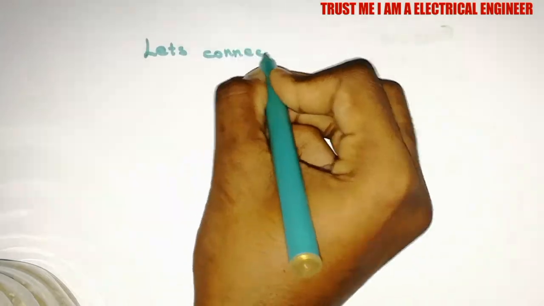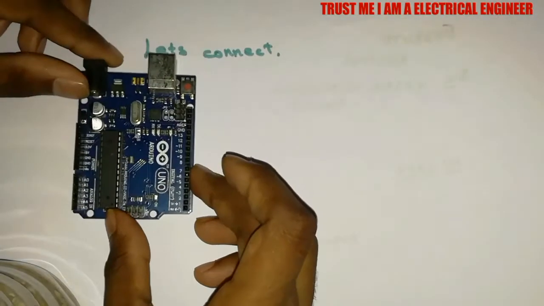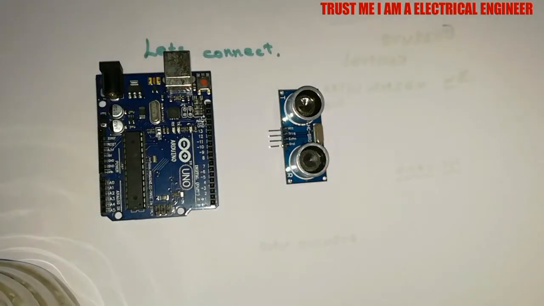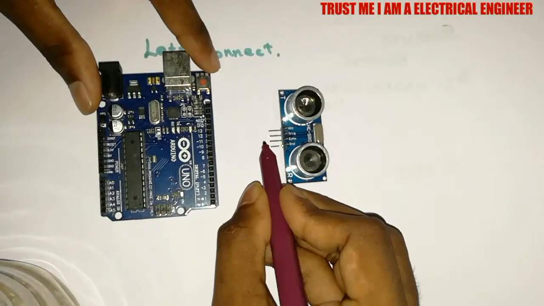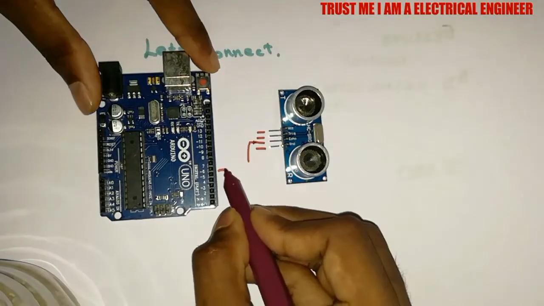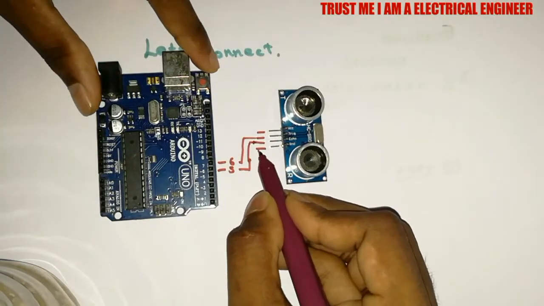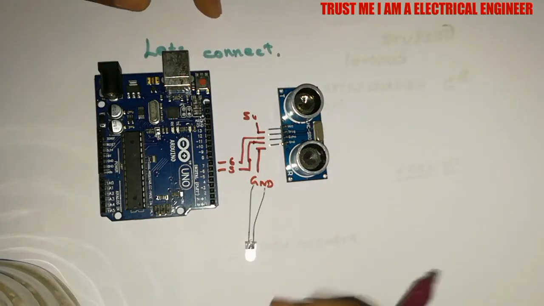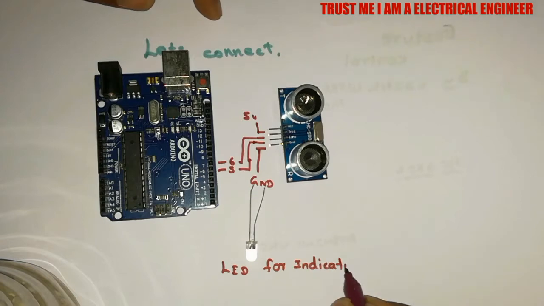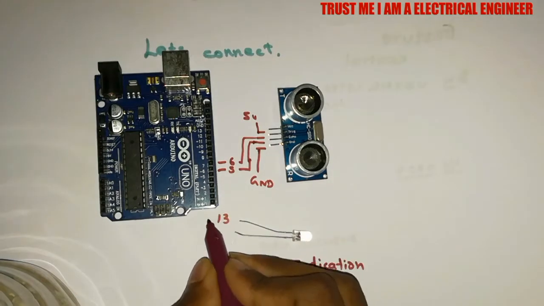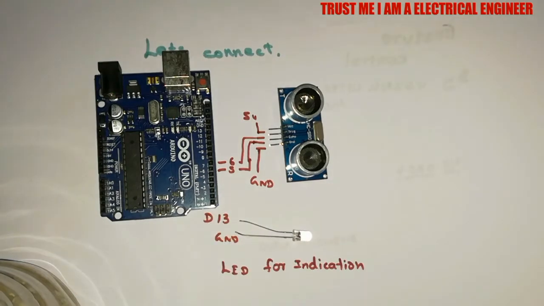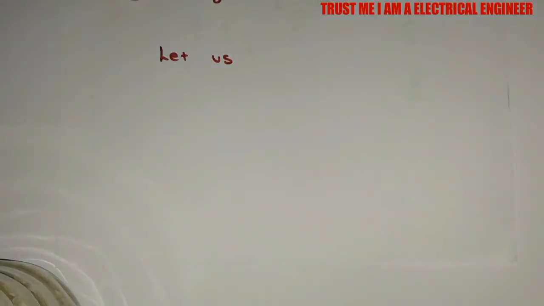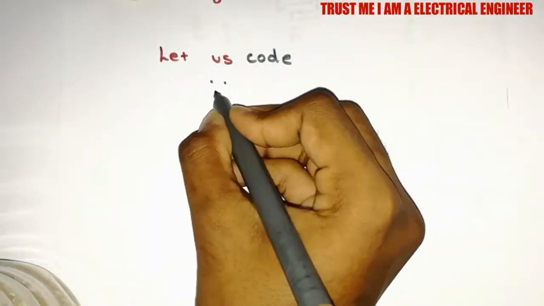You can use any Arduino board. Let's connect here. It has 4 pins: VCC, trigger, echo and ground. The trigger and echo go to digital pins 5 and 4, now to 6 and 5. I declare that D13 is the LED pin. Okay, let's go.